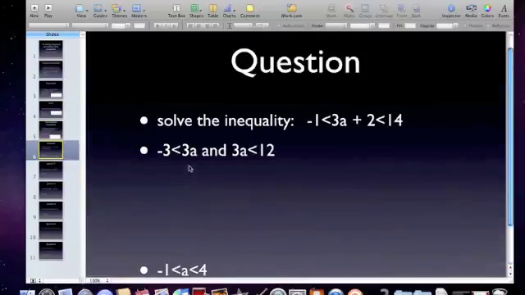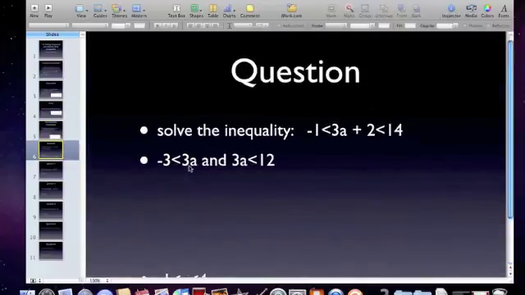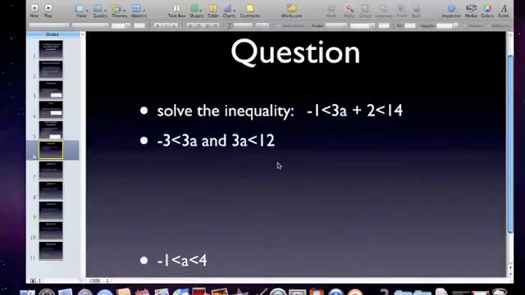Now, question number 1. Solve the inequality: -1 is less than 3a plus 2 is less than 14. So -3 is less than 3a, and 3a is less than 12. Once you solve it, you should get -1 is less than a, which is less than 4.